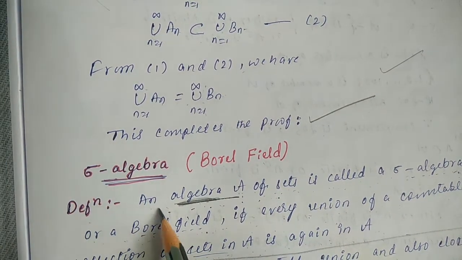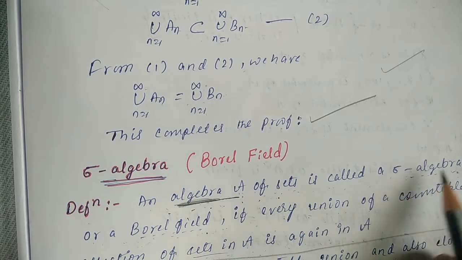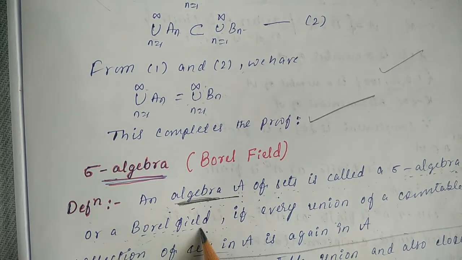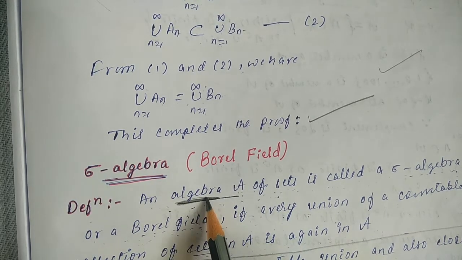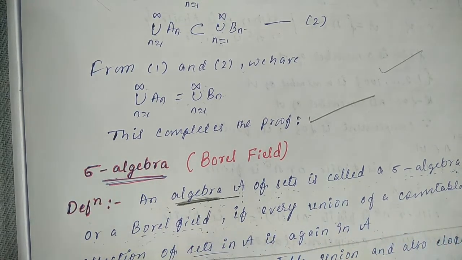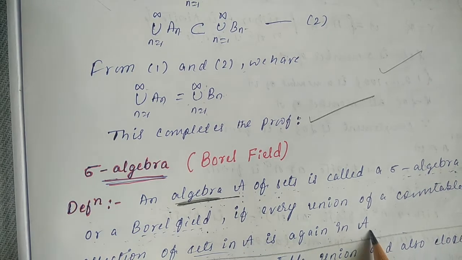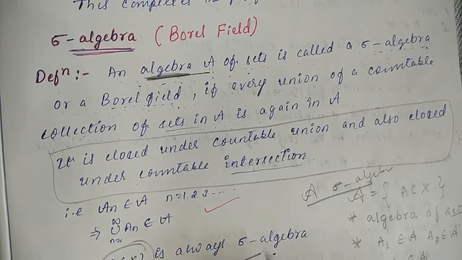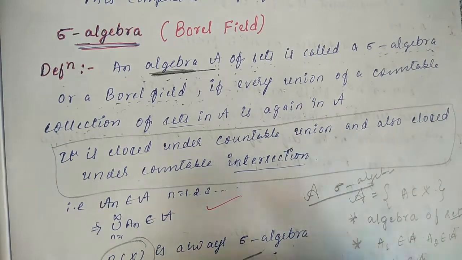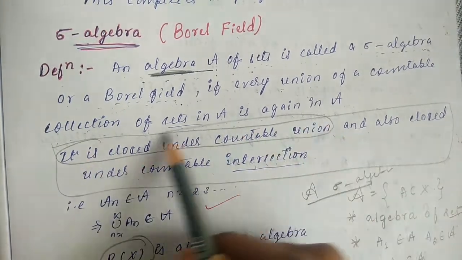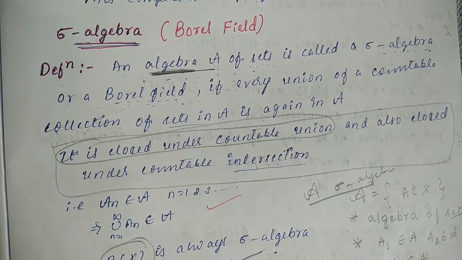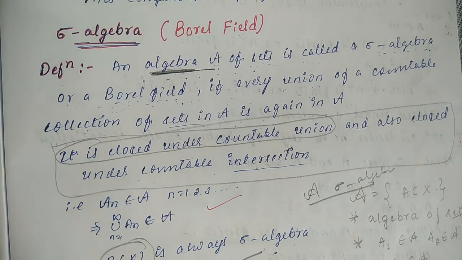Here is the definition. An algebra A of sets is called a sigma algebra or a Borel field if the condition is, first of all, it must be an algebra. The condition is that every union of a countable collection of sets in A is again in A. What does it mean? It is closed under countable union and also closed under countable intersection. So it is closed under countable union. For an algebra of a set, it must be closed under finite union. To be a sigma algebra, it must be closed under countable union.